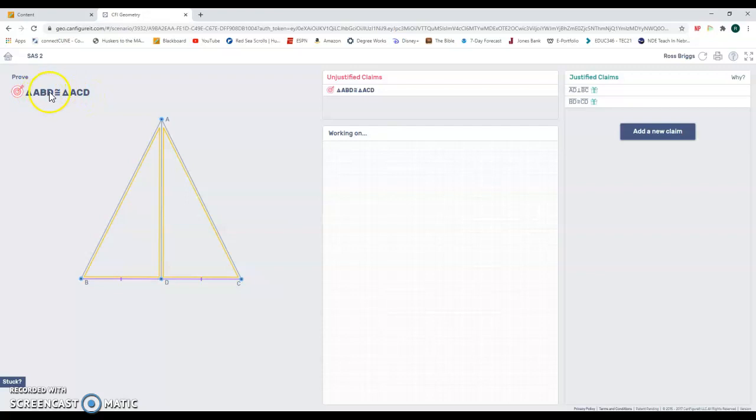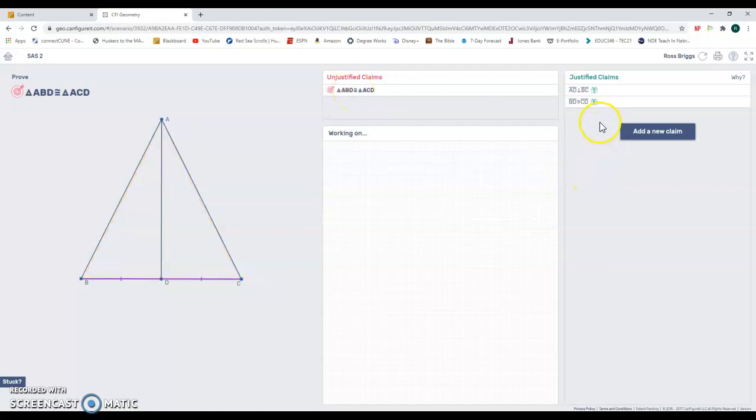And you can see that when I go over this, it says prove, there's a target, that's what we want. It highlights the triangles. You see how triangle ACD is highlighted in yellow, and triangle ABD is also highlighted in yellow when I go over this. It's the same when I go to the unjustified claim here. Our unjustified claim obviously is our angle. That's what we want to prove.